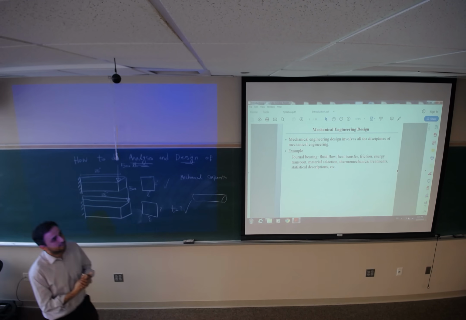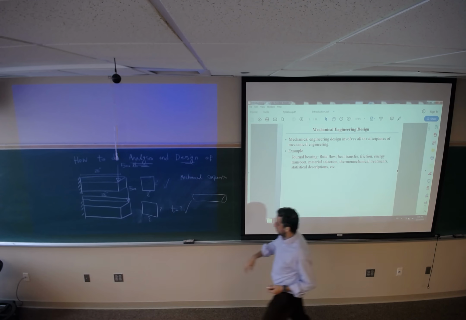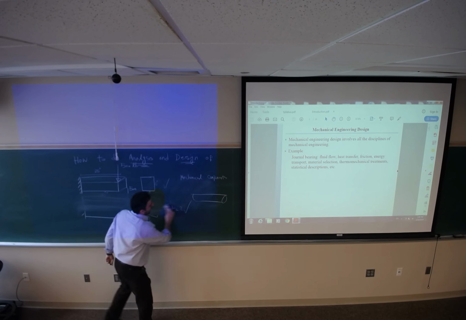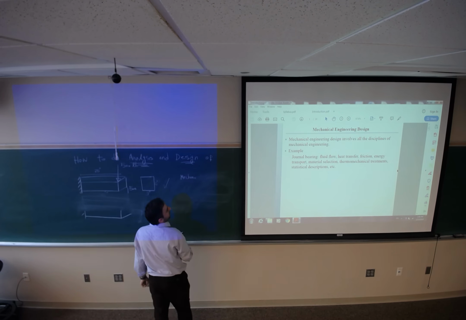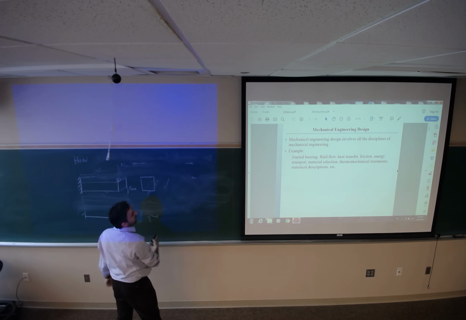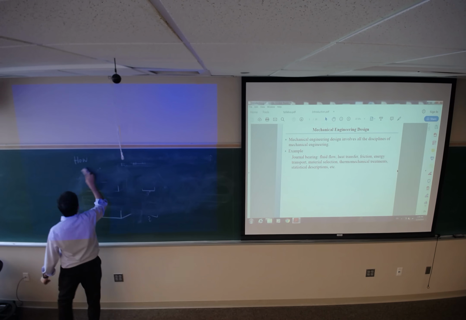Alright, let me have a quick look. I posted these slides, this file, on Canvas. I would like to go through some pages of this file, but you can read it by yourself. So, mechanical design involves different aspects, or different disciplines, of mechanical engineering, not just 1 or 2 disciplines.